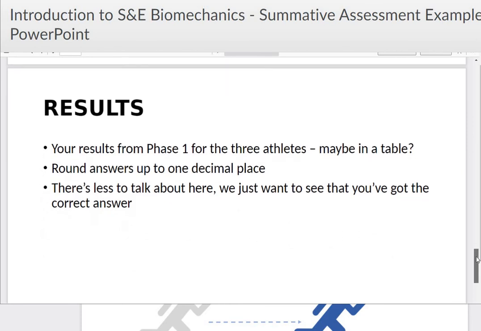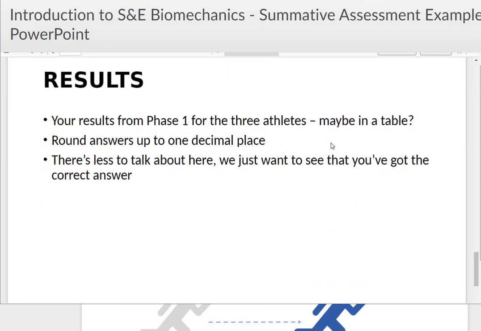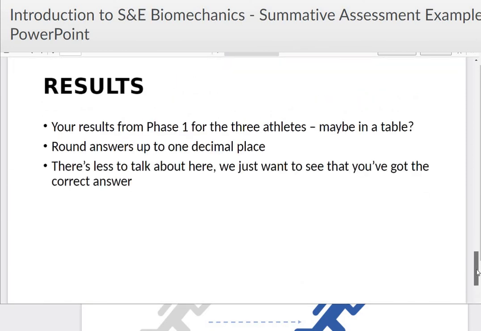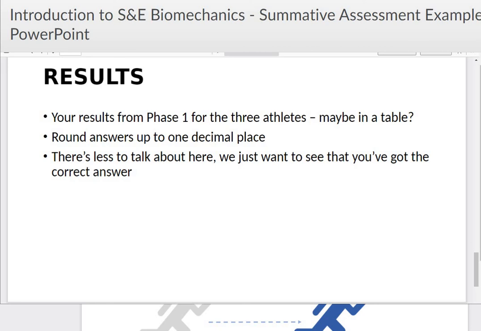Then I would perhaps present my results from phase 1 for all 3 athletes. So just on a table, doesn't have to be anything overly convoluted. But again, if you're going to present all of your data on one table, make sure you highlight key pieces of information, otherwise it's just a wall of numbers, which to a long jump coach might not make any sense. So you need to emphasize what's important, what isn't, and explain why.